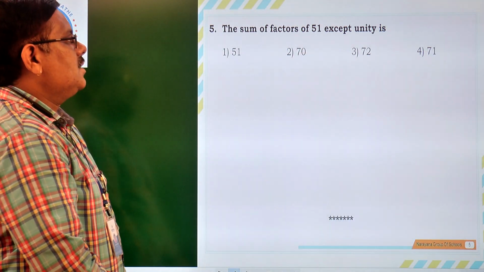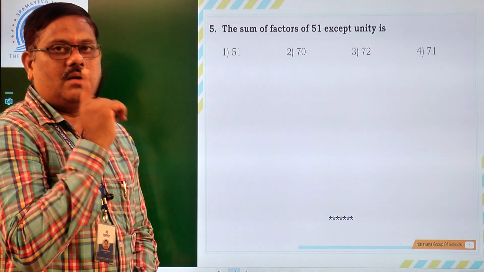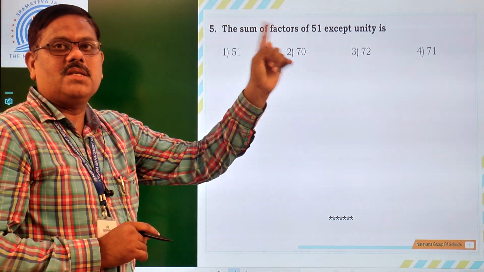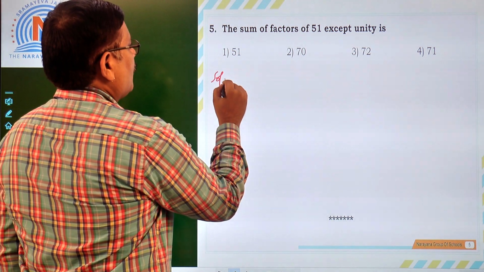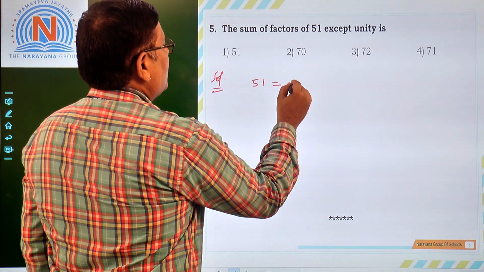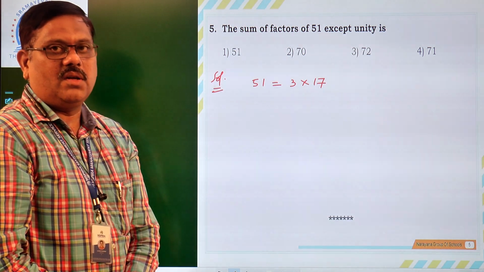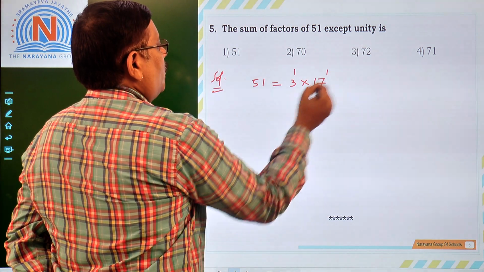The sum of the factors of 51 except unity. What is unity? Unity is 1. Find out as usual the sum of the factors, from that subtract unity. Unity is 1. Then you get the required answer. Okay, now we'll move. 51 we can write as 3 times 17. 3 17s are 51. That's all. So prime factors 3 power 1, 17 power 1.